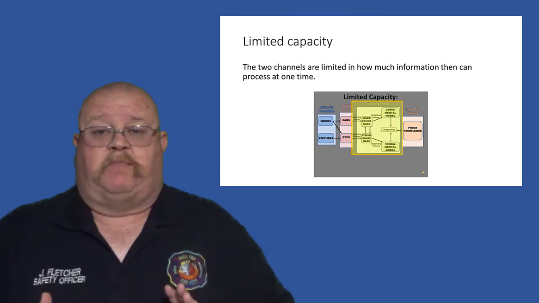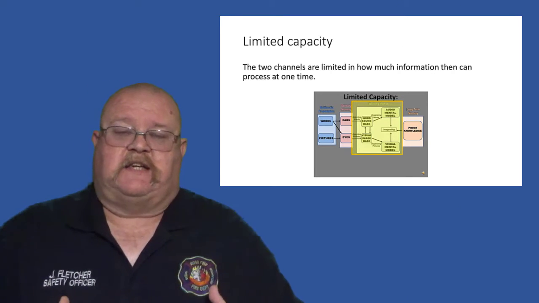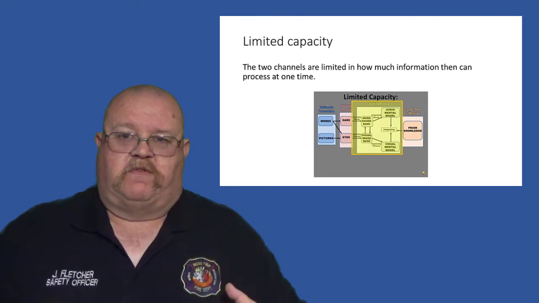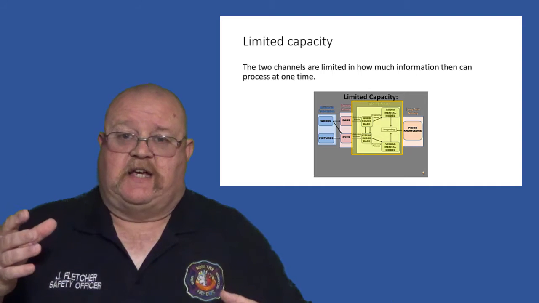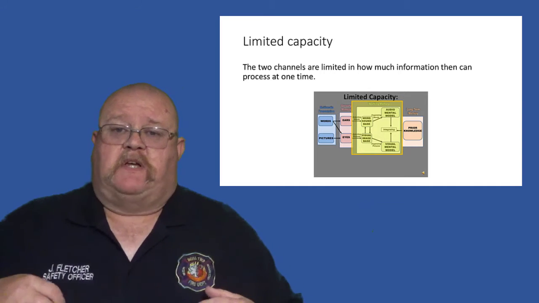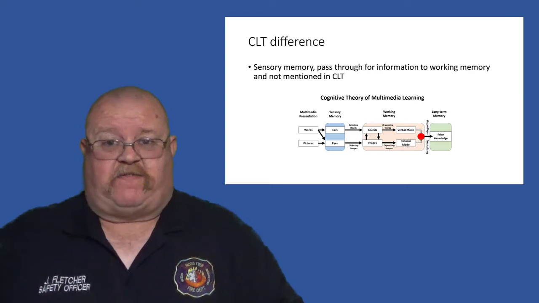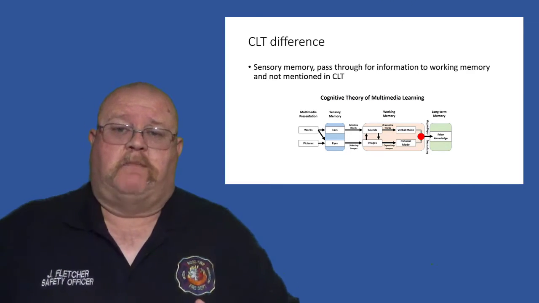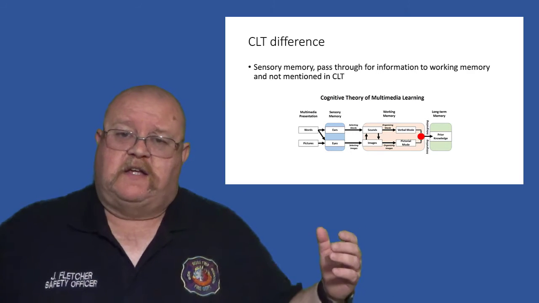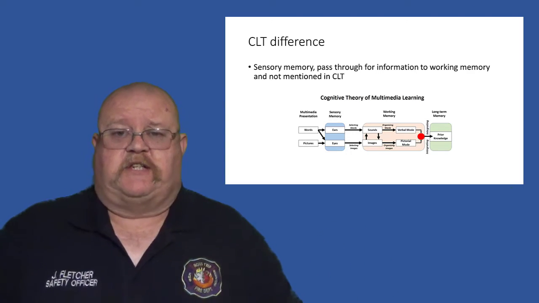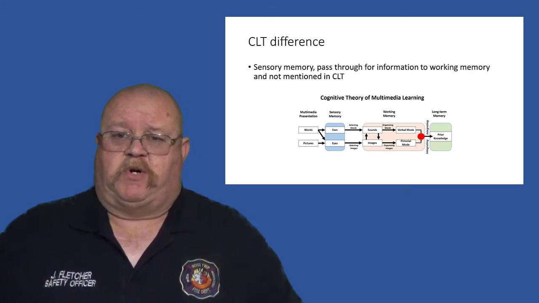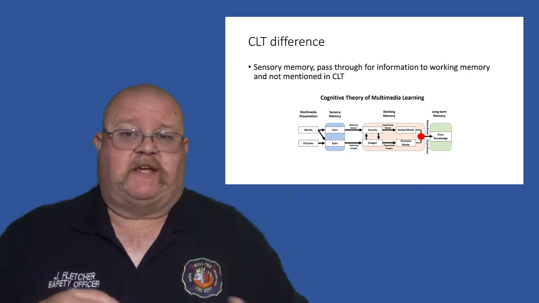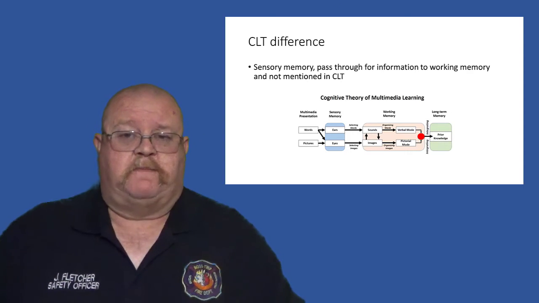The last one is limited capacity, and it simply states that the dual channels have a limited capacity to retain the information that students are seeing and hearing. And then one key difference, and there are a couple, is sensory memory. Everything that you see or hear passes through your sensory memory into the working memory. This is one difference from cognitive load theory because it's not mentioned in cognitive load theory.